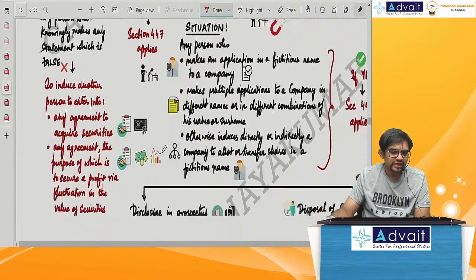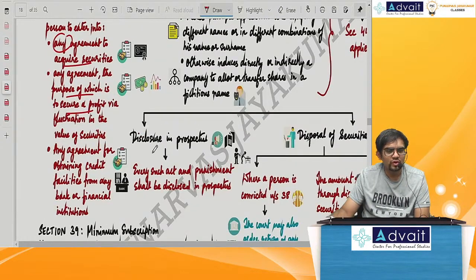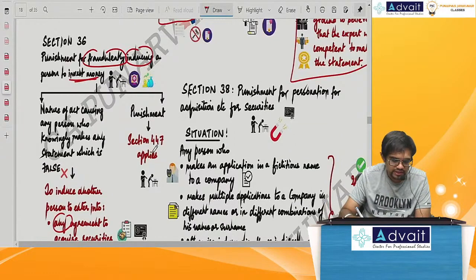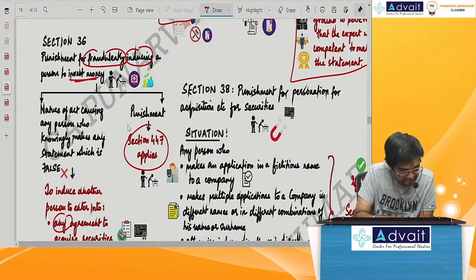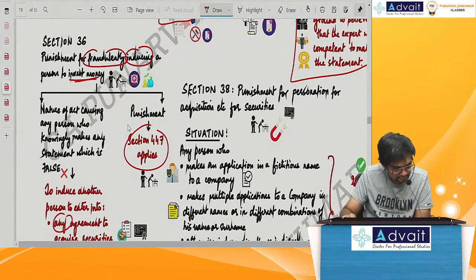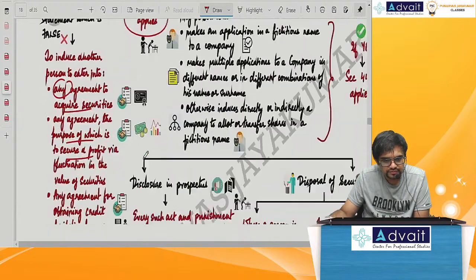That's the thing. To induce one other person to enter into any agreement to acquire securities, any agreement for the purpose to secure profit via fluctuation, whatever the case may be. See the punishment again, what happens? Section 447. The punishment will be under section 447.